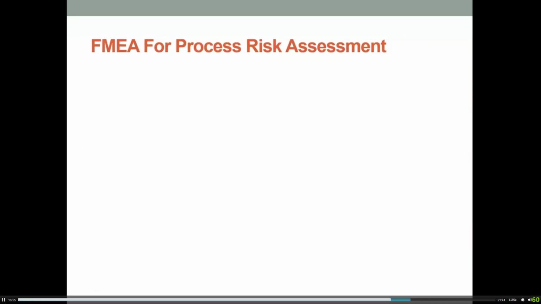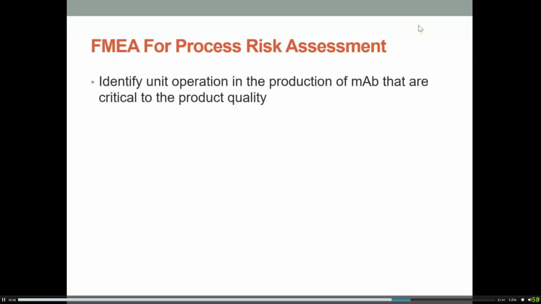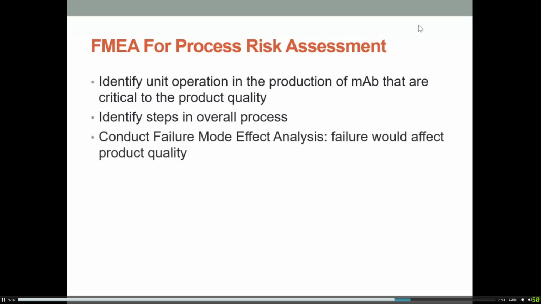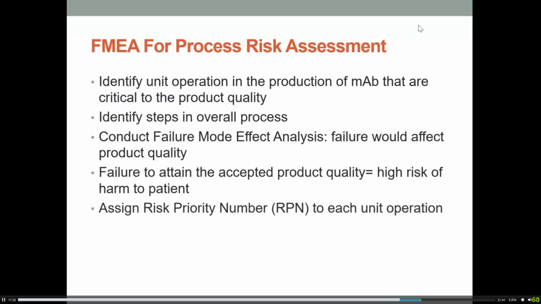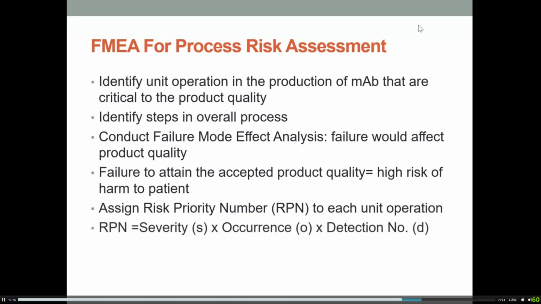So FMEA for your same process. So here we want to identify our unit operations for the process that are critical to the product quality. We want to identify the steps in the overall process. We conduct our FMEA. Failure here would be things that would affect our product quality. Failure to attain the accepted product quality equals a high risk of harm to patient. And we will assign a risk priority number, or RPN, to each unit operation. Your risk priority number is calculated by multiplying your severity by your occurrence by your detection. So that's S by O by D.